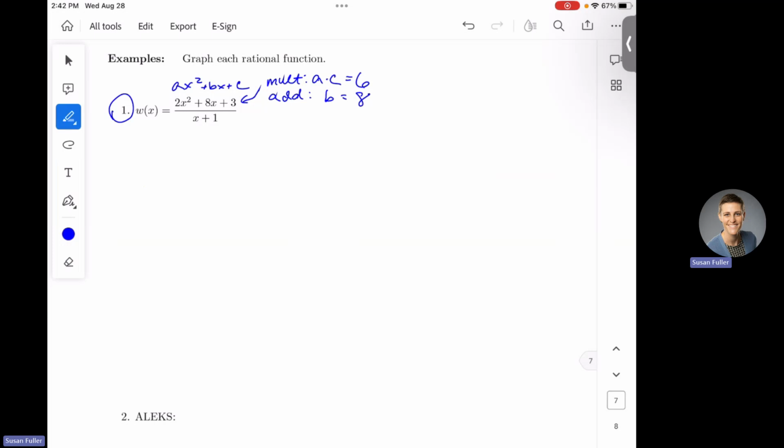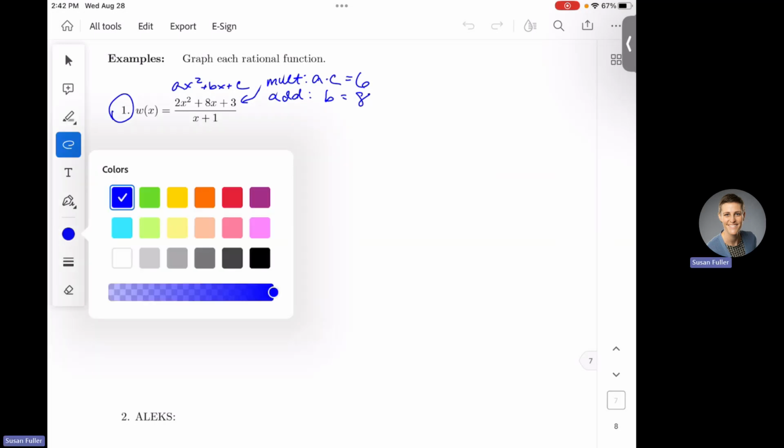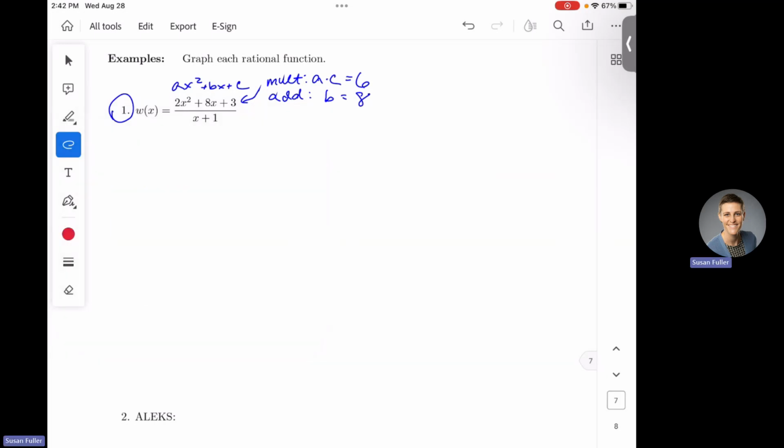Well, let's think of numbers that multiply to 6. So to multiply to 6, I have 6 and 1. I have 2 times 3. And that's really all that multiplies to 6. Can I get 8 with any pairs that multiply to 6? I can't. Those magic numbers don't exist. This thing is not factorable.